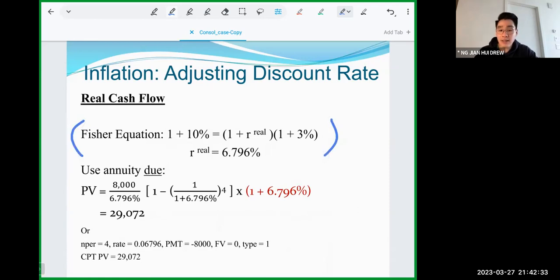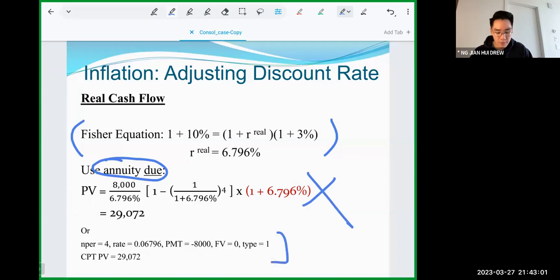After calculating the real discount rate, we don't need to consider the growth factor because we have considered it as part of the Fisher equation. Therefore, after that, we can just use the annuity due formula. And you know, for annuity due, we don't need to use this equation, right? We can use Excel to do it. We simply plug in this value here, noting that type equals 1.